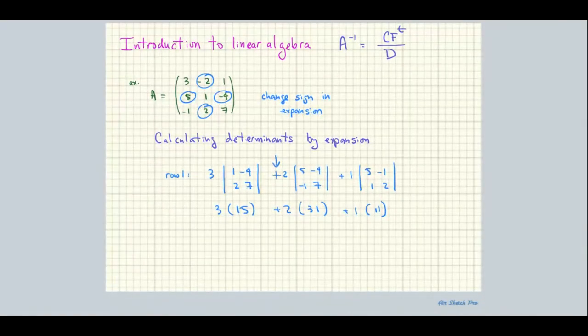Okay? What is this number? And you can use a calculator for that if you like. That's right. Okay? So I get what? 45 and 62, 107, plus 11, 118. Is that what you guys get?